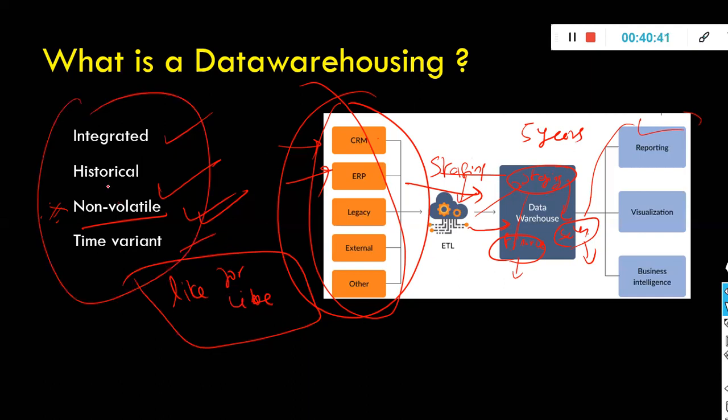So a data warehouse is nothing but it has integrated data, historical data, and the data whatever we store, the historical data we store in the data warehouse, is non-volatile.